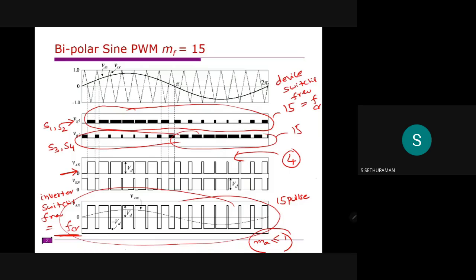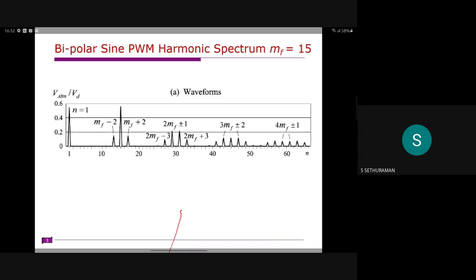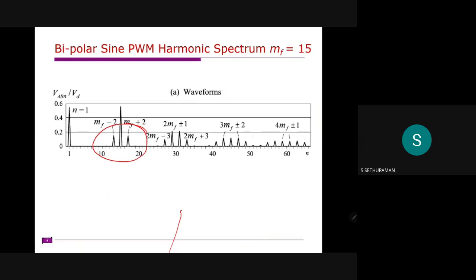Here in case of bipolar, we have two terms: the device switching frequency and the inverter switching frequency. The device switching frequency is the frequency at which the devices are operating. The inverter switching frequency is the frequency at which the inverter effectively operates. In case of bipolar, both are the same. So in the harmonic spectrum, you have harmonics at MF and at 3MF.